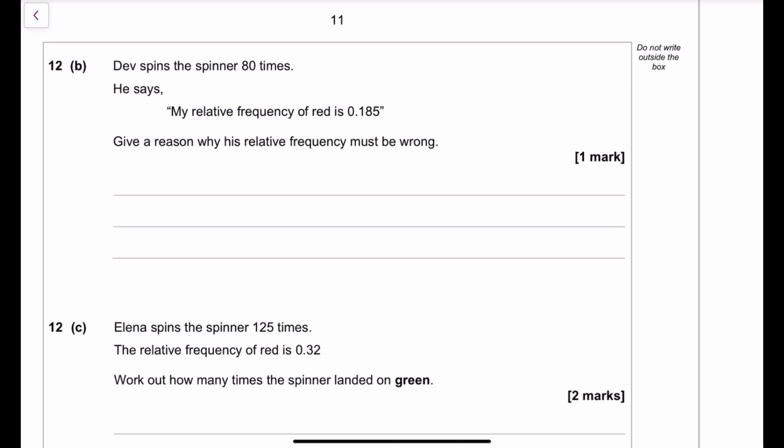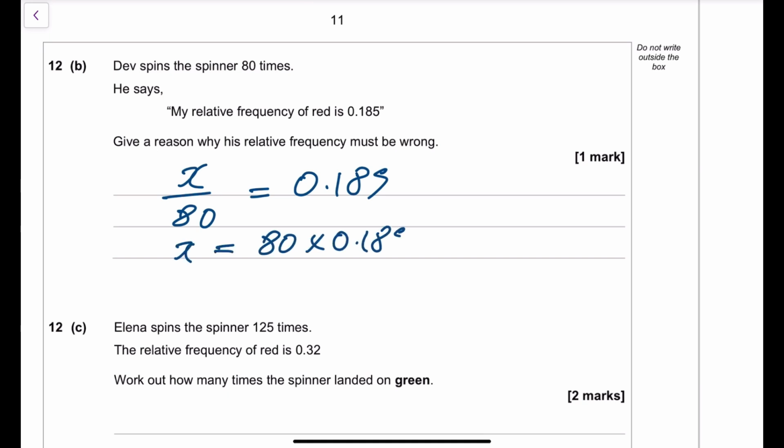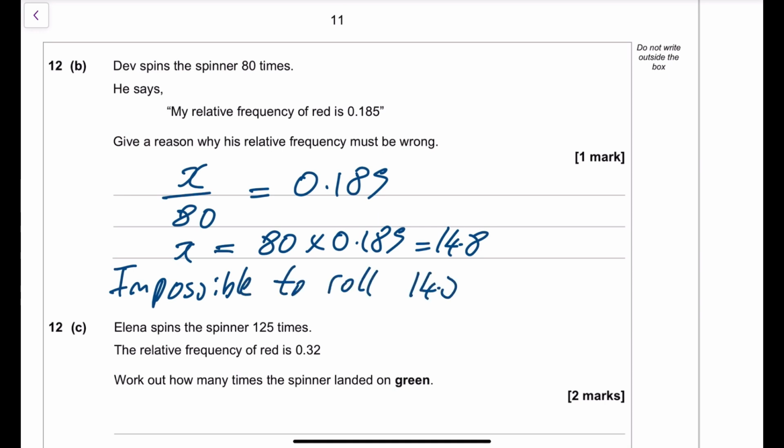Okay, well, his relative frequency must be wrong, because he has got this number of reds divided by 80, and he's got 0.185. Let's just multiply across. If you do x equals 80 times 0.185, let's see what we get. We get 14.8. So we'll just say it's impossible to roll 14.8 red. So he's made a mistake in his calculation.